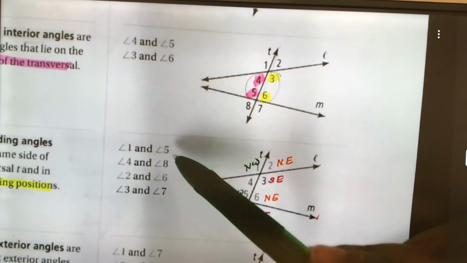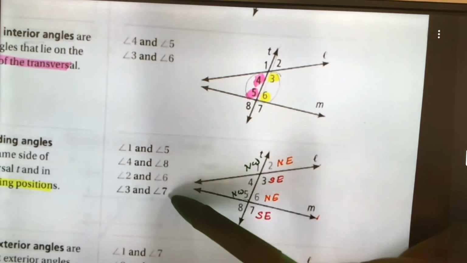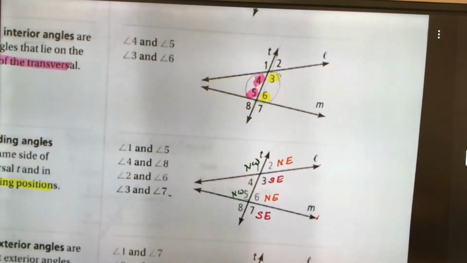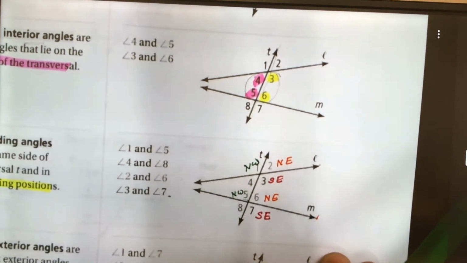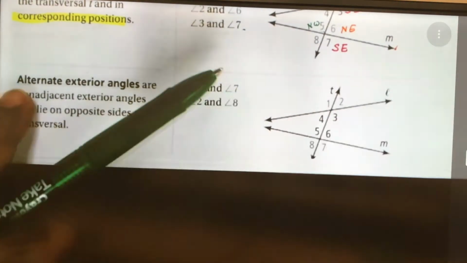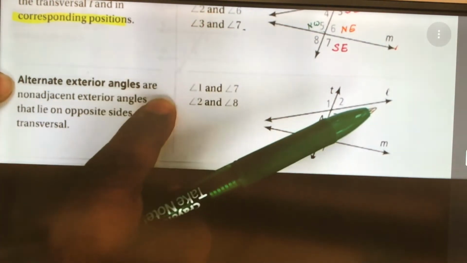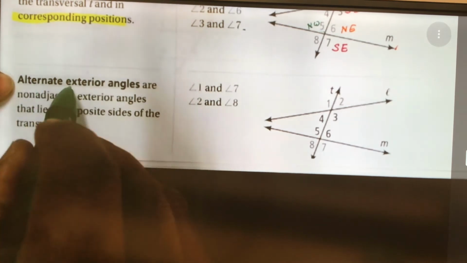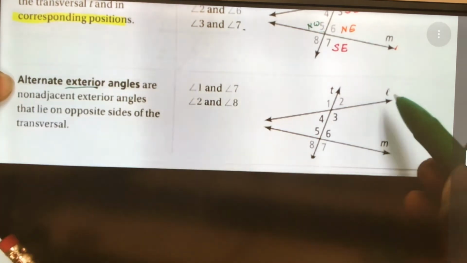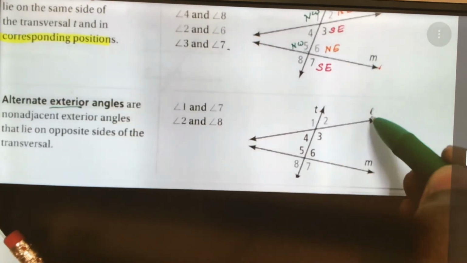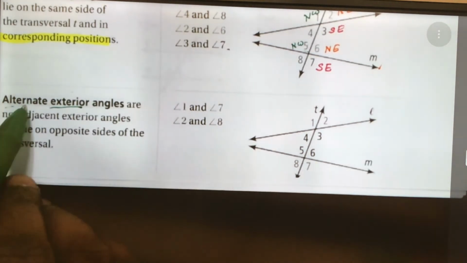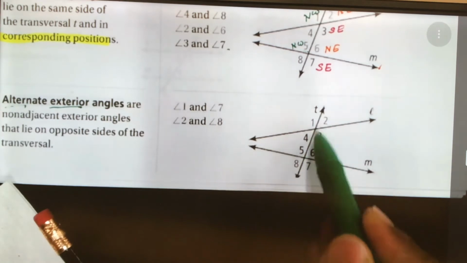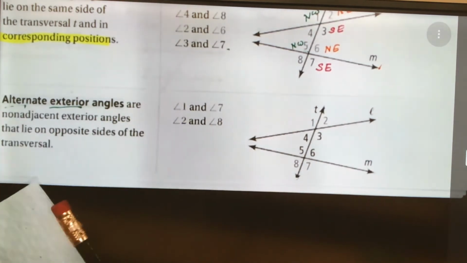So there are 4 pairs of the corresponding angles. So corresponding angle means they are on the same location based on the transversal and other two sides. The fourth one is alternate exterior angle. So since they are exterior, those angles should be outside of these two lines, and alternate means on both sides of the transversal line. But they should not be adjacent.